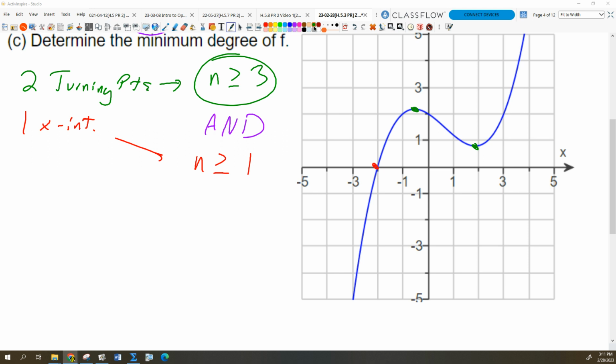Now, is that consistent with the endpoints? Because that's the other thing we could do here. We could say, okay, n has to be at least 3. You guys told me this was positive odd behavior. Is 3 odd? Yeah, it is. So we're good, right? But what if we got the same 2 statements and we saw that this thing had positive even behavior? Then what would we say?